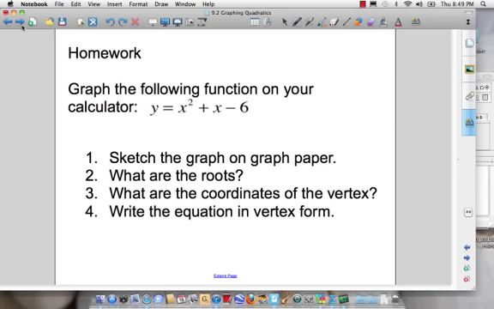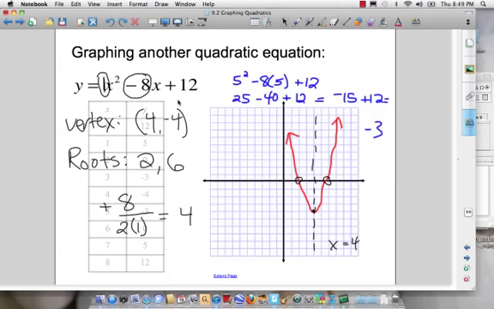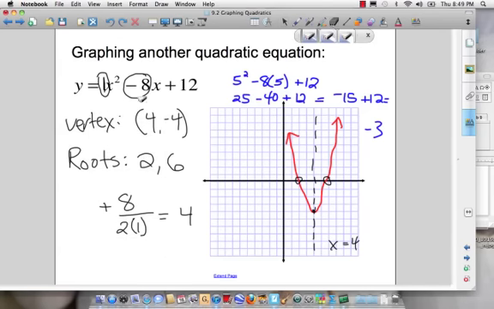Then sketch that graph onto a piece of graph paper. Find the roots, find the coordinates of the vertex, and then write the equation in vertex form. Okay, I'm realizing I didn't show you vertex form, so let me go back here. Oops, that's kind of messy. Clear that out, erase all this, and now I'm going to show you how you can write in vertex form.